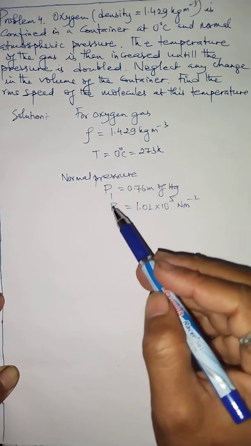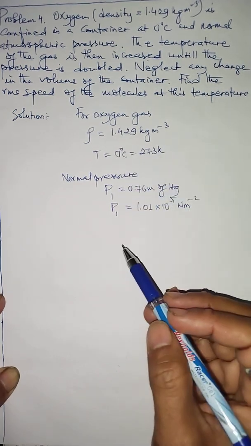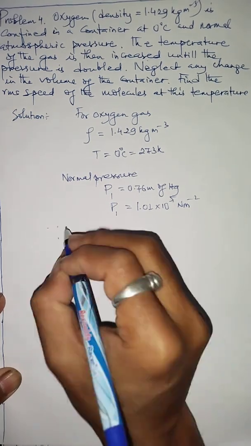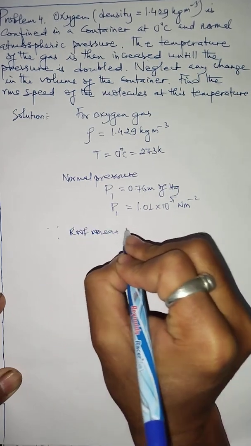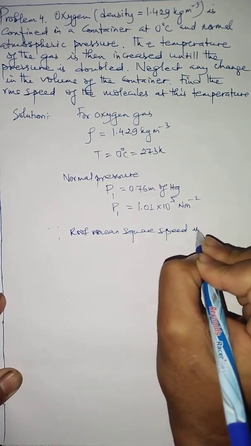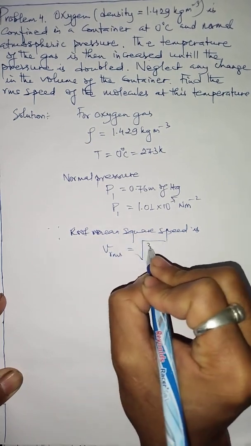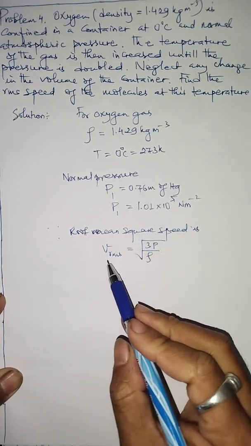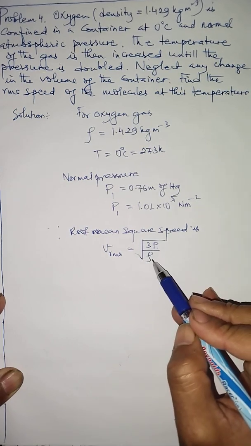Now at this pressure and at this density, when the temperature is 273 Kelvin, we have an RMS speed, and you know there is a formula. The root mean square speed of any gas is expressed by v_rms, and this is given by square root of 3p by rho. So children, this is the expression we have derived already. RMS speed can also be written as square root of 3p by rho. P means the pressure, rho means the density.